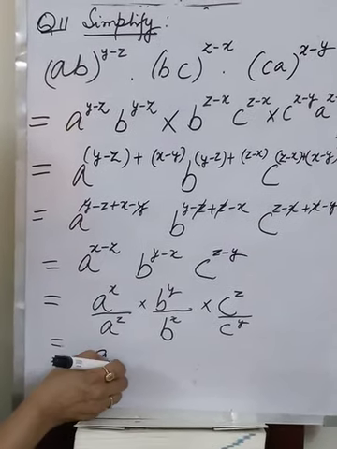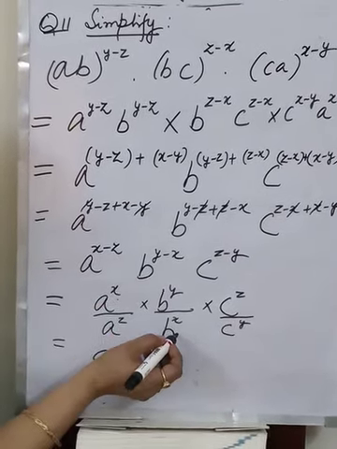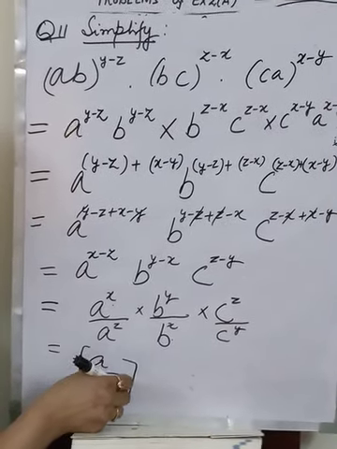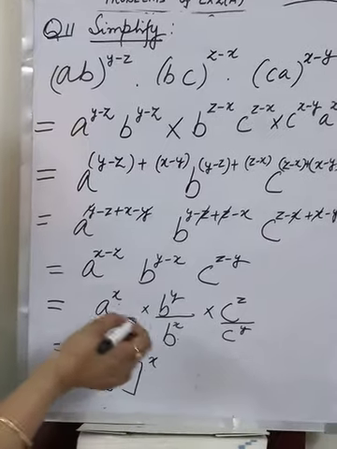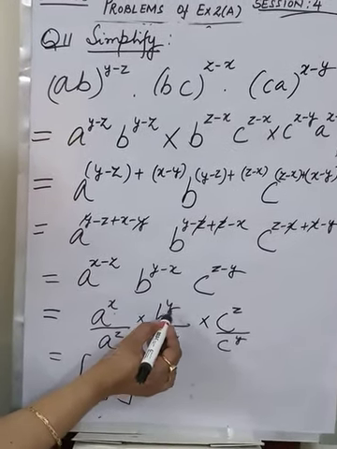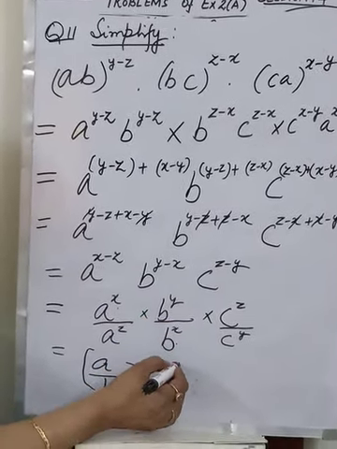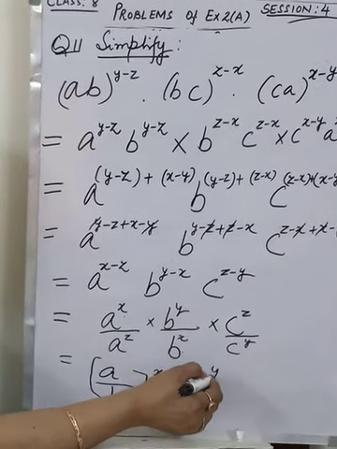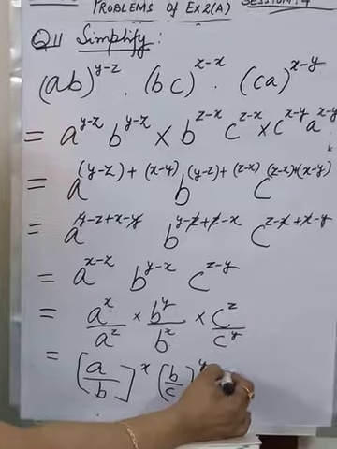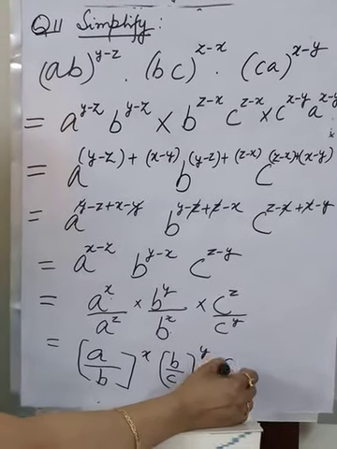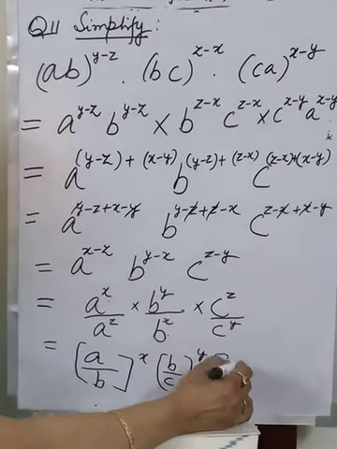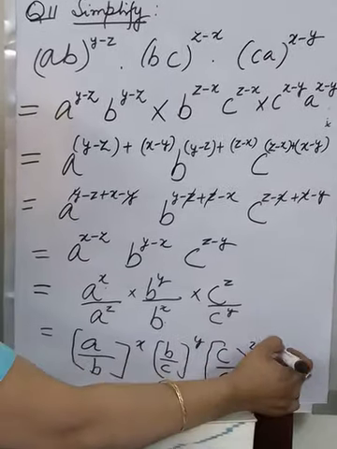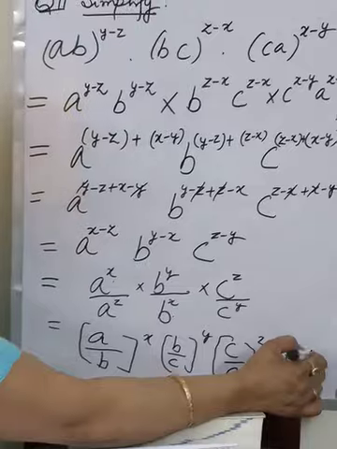A is having power x and c is also having power x, so can I write this way? A by c to the power x. B is having power y and a is also having power y, so b by a to the power y, and c to the power z upon b to the power z. Like this also we can write. We can leave the answer this way also. Both the ways answer is correct.